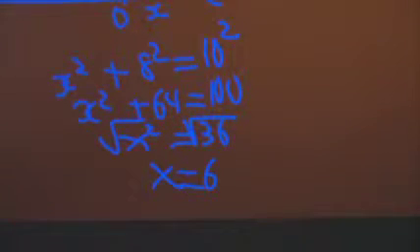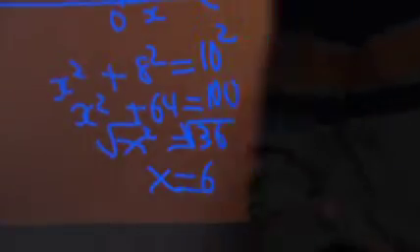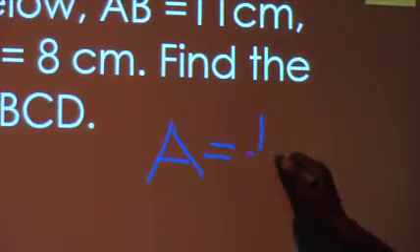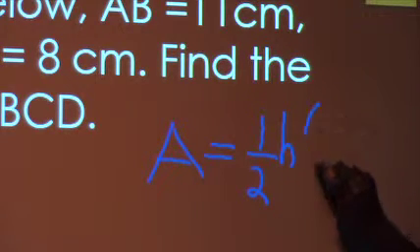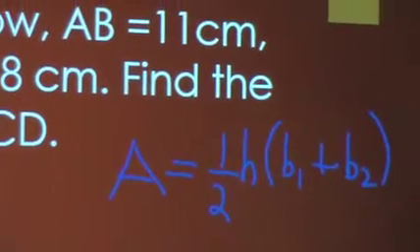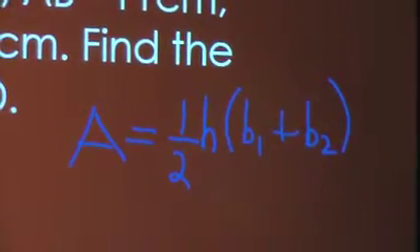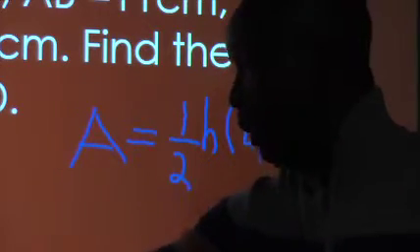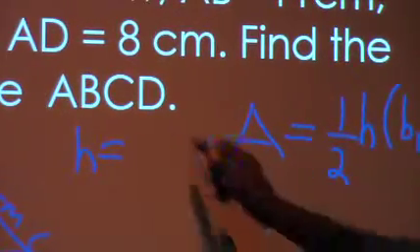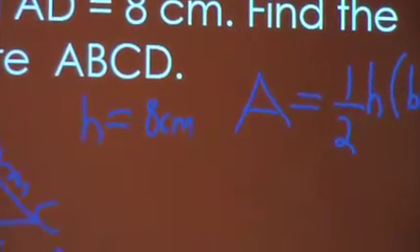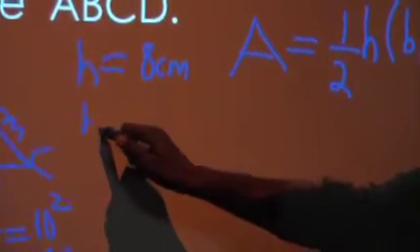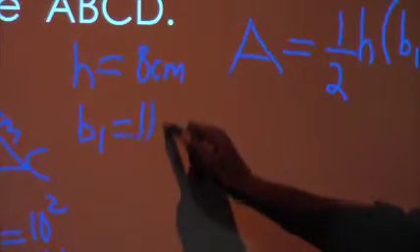Now, the formula for the area of a trapezoid is A is equal to 1/2 height times B1 plus B2, base 1 and base 2. Let's see if we have this information. Well, the height is the distance from B to O or from A to D. So yes, we have our height. Our height is 8 centimeters. Now, we know one of the bases would be AB. So we have that base, let's call that base 1, to be 11 centimeters.